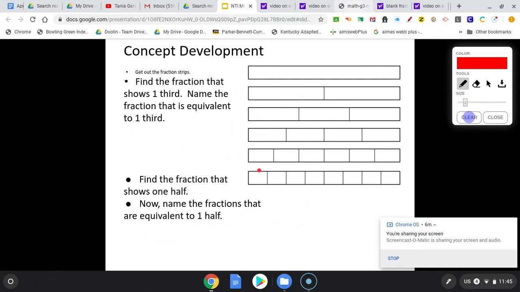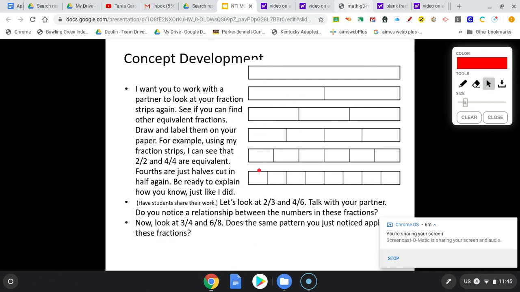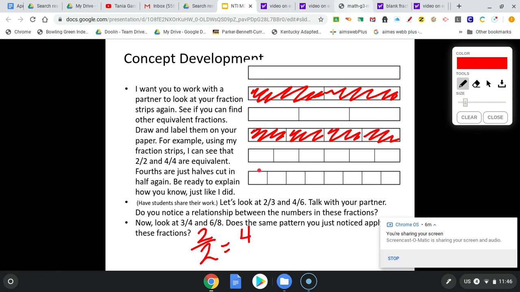Let's keep going. So I want you to work with someone in your house, and I want you to look at your fraction strips again. See if you can find other equivalent fractions, and I want you to draw and label them on your paper. So for example, if I'm using my fraction strips, I see that 2/2 is equivalent to 4/4. So I would write 2/2 is equal to 4/4.